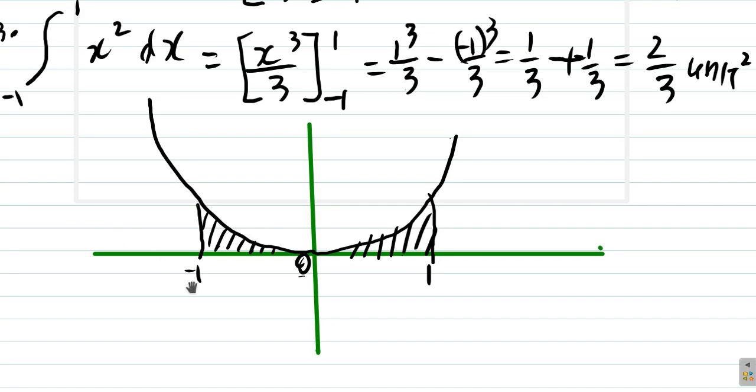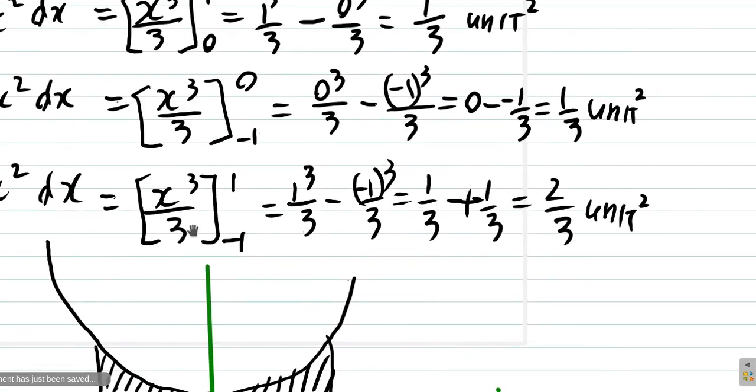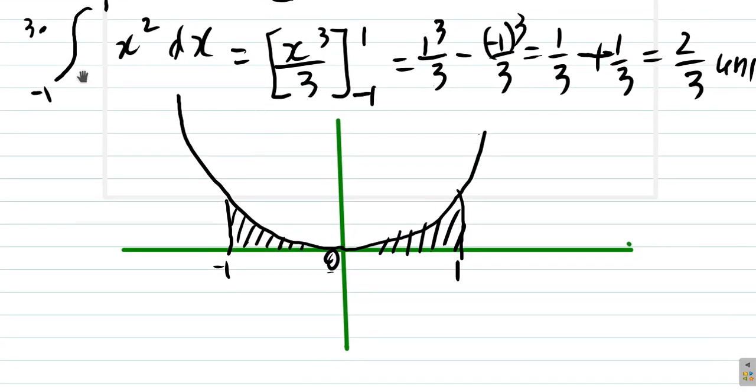Now, if we integrate all the way from -1 to 1, that's what happened in question 3. We get 2/3. So we have these as the areas. We're going straight from -1 to 1, we get 2/3.